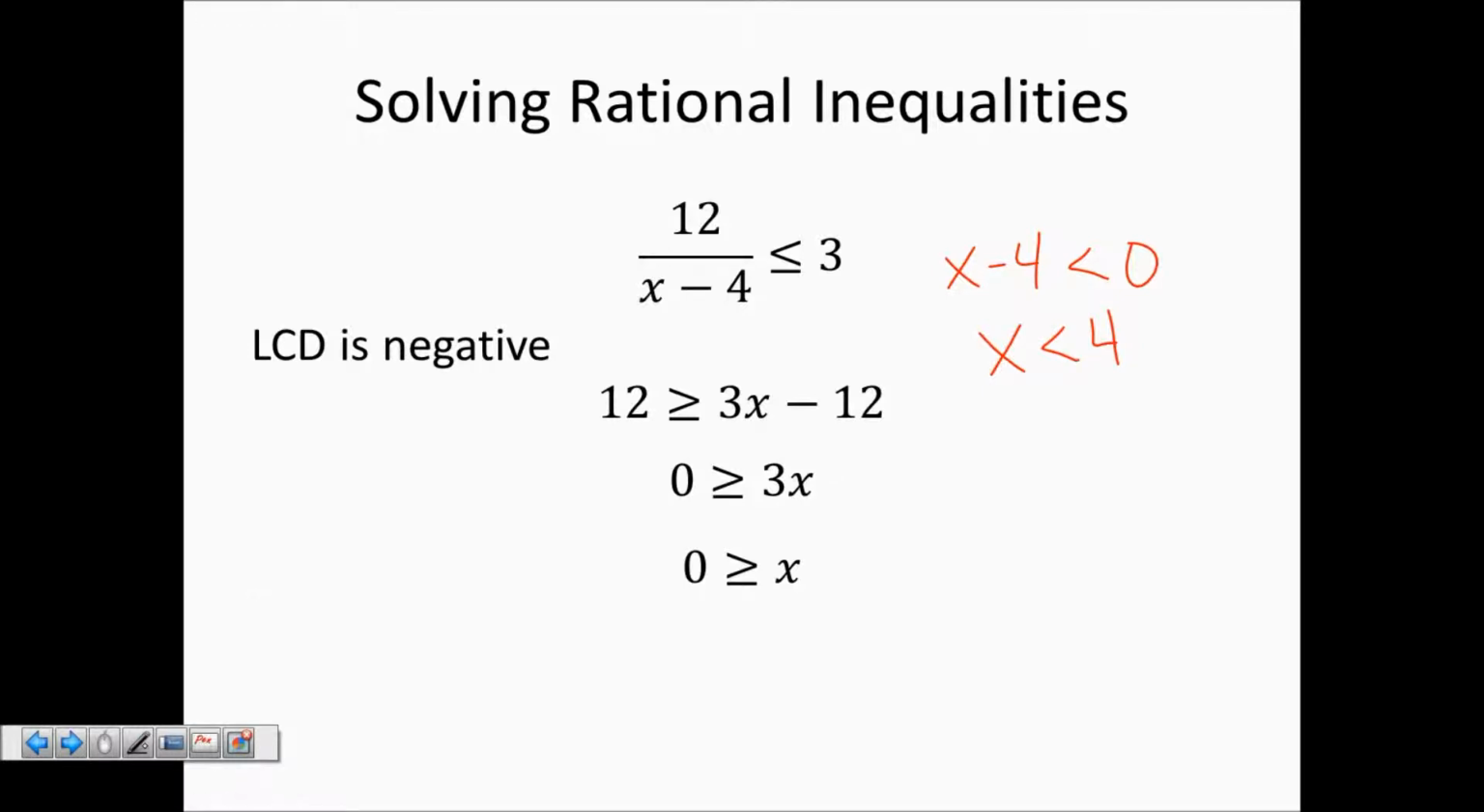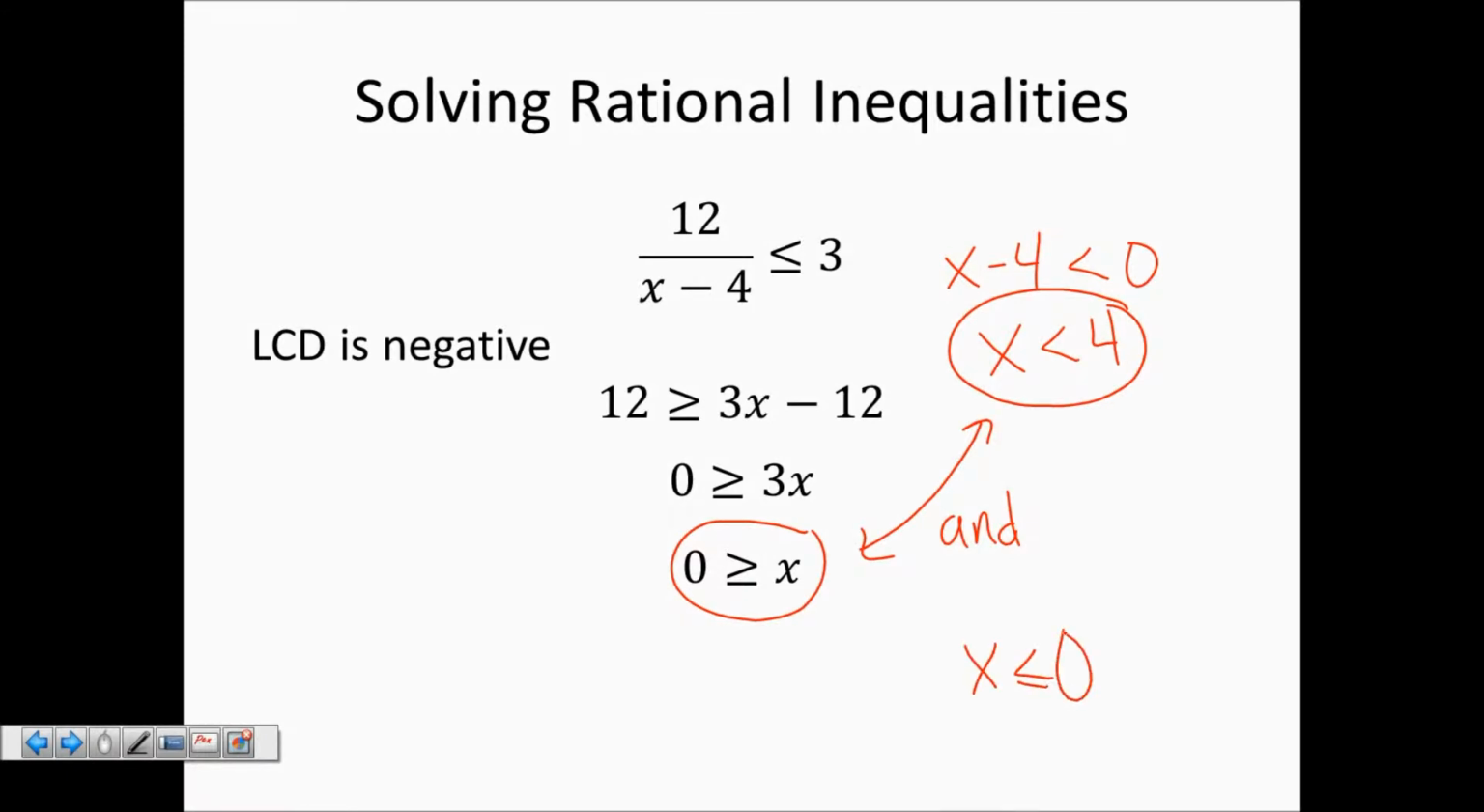Is it possible for a number to be less than 4 and less than or equal to 0? The answer is yes, but I'm going to go with the smaller of the two numbers. If x is less than or equal to 0, it is by default less than 4. So this is my answer.